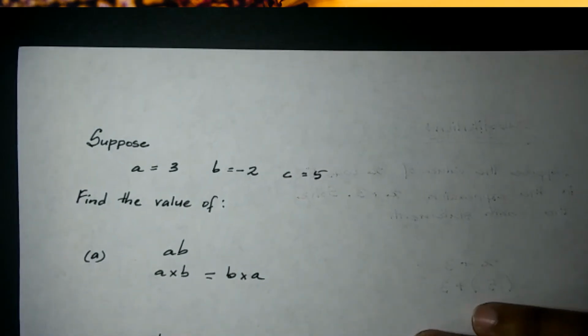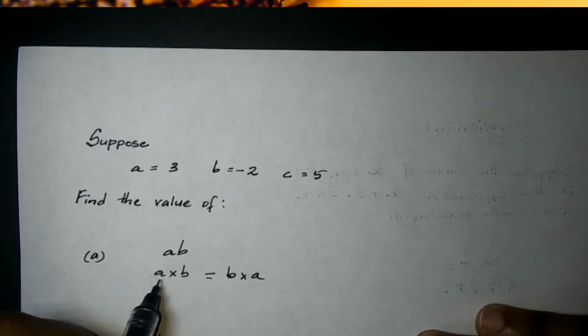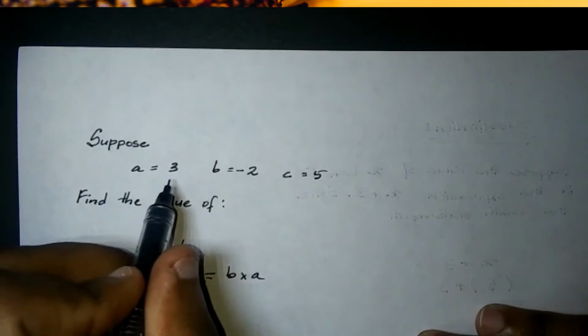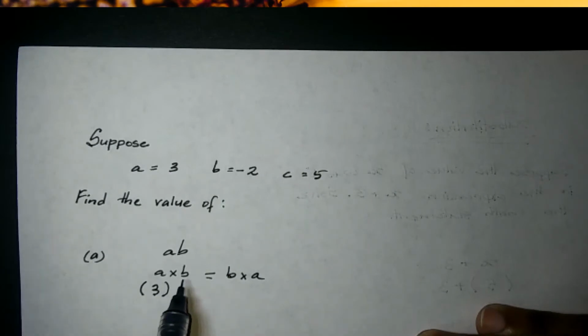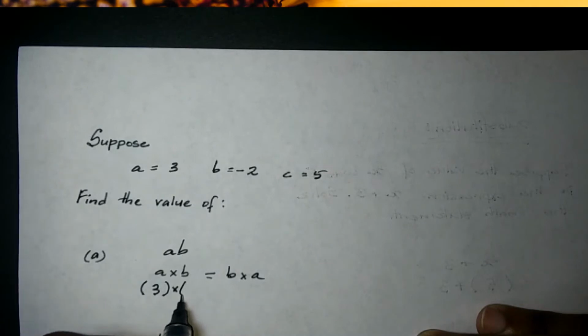Now, remember, we're dealing with substitution. So we're going to do what with A and B? We're going to replace their values. Very good. So the value of A was what? 3. So I'm putting it in brackets to show that I'm replacing it. The value of B was what? Minus 2. So I'm putting it in brackets to show that I'm replacing it.